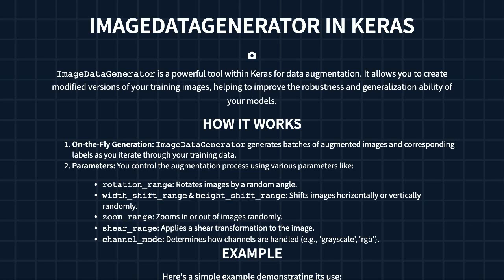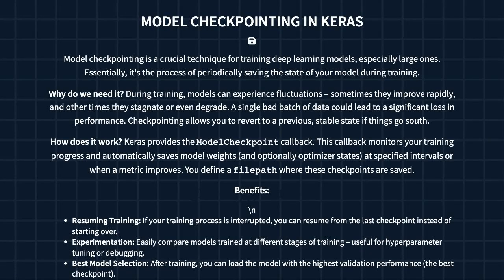Okay, let's talk about something really important when training deep learning models. It's called model checkpointing. Imagine you're baking a cake, and after one step, the batter suddenly tastes terrible. You wouldn't just keep adding more ingredients, right? You'd go back to the previous good batch and try again. Model checkpointing is similar. It's a way of saving your model's progress so that if things start going wrong during training, you can easily revert to a working version instead of having to start completely over.